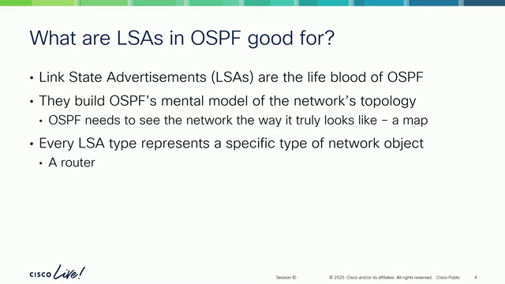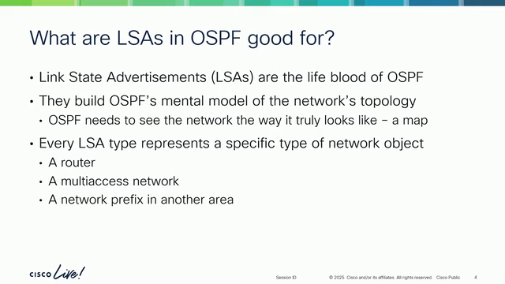And that's why it pieces together the understanding of the network's topology from these jigsaw pieces, the LSAs of different types. And we have a jigsaw puzzle type that represents a single router and its immediate neighborship. We have a jigsaw puzzle that represents a multi-access network that connects 2 and more routers together. We have a jigsaw puzzle that represents a prefix somewhere else in another area, but still internal to our domain.